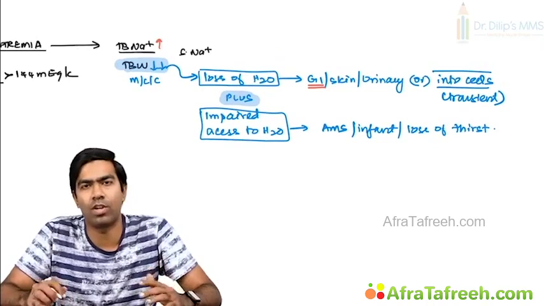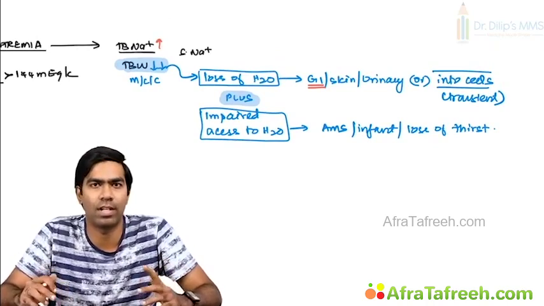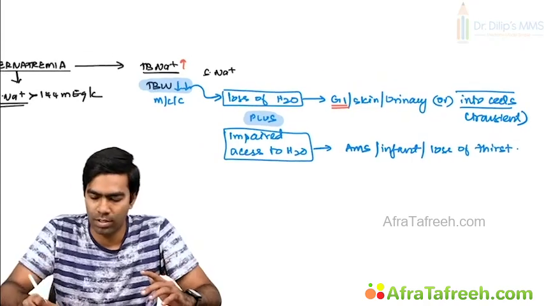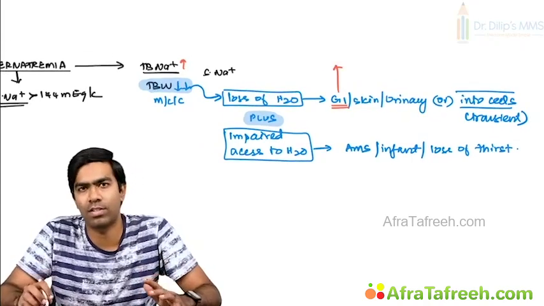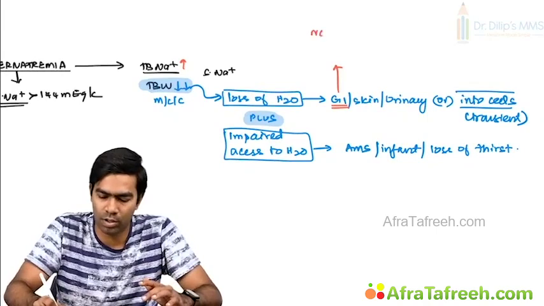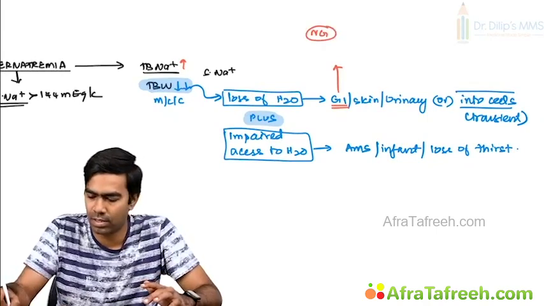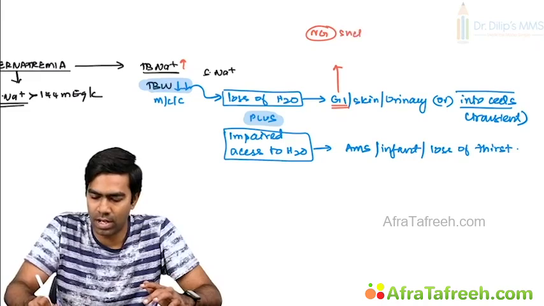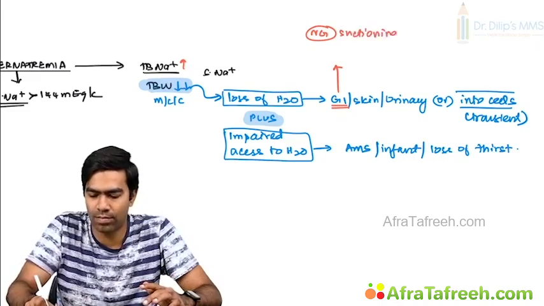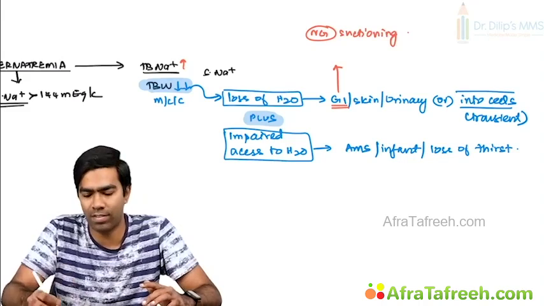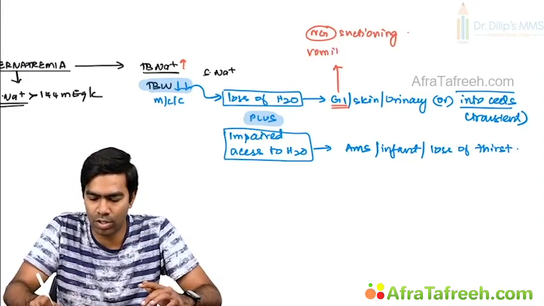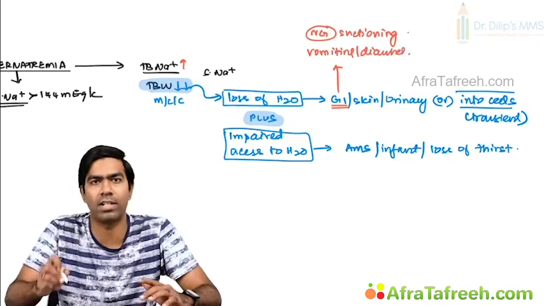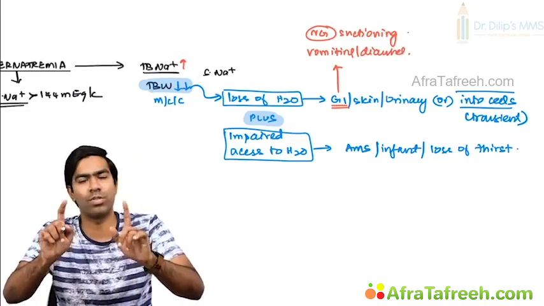So what are the gastrointestinal causes that have loss of water? The most important gastrointestinal cause that has loss of water causing hypernatremia is continuous NG tube suctioning. Very, very important cause. And after that, vomiting, diarrhea, not so important cause, but still can cause hypernatremia if the patient has impaired access to water. Again, that is the most important criteria.